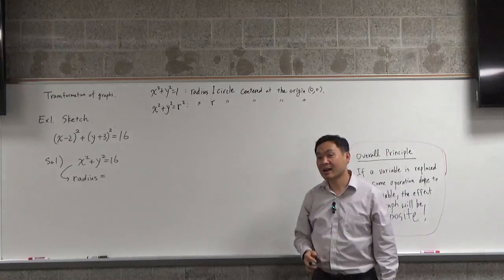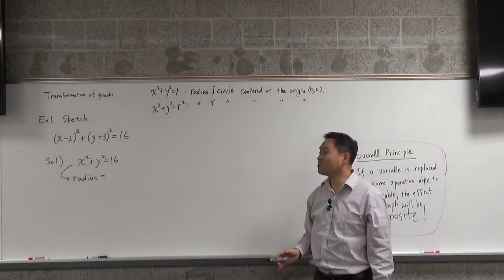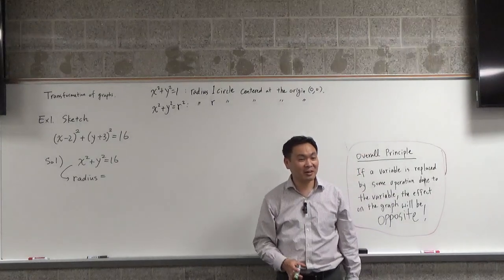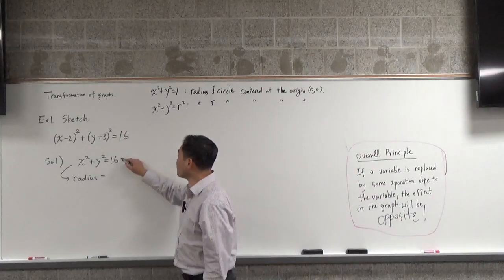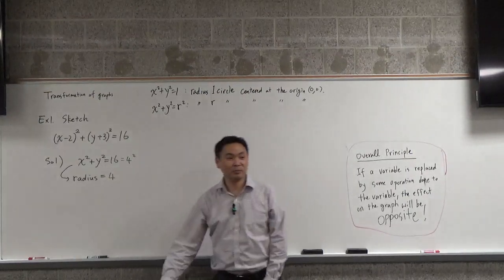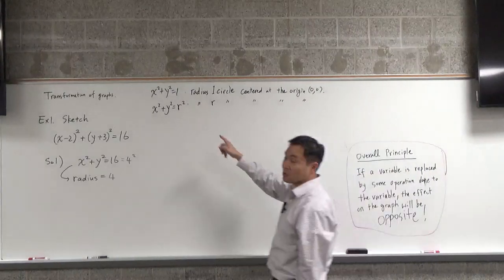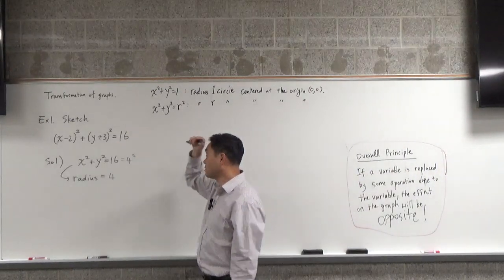16 is wrong. 8 is wrong. 4 is right. Why? Because 16 is 4 squared, right? So the radius will be 4. Okay? So it's a radius 4 circle, according to what we just agreed on.